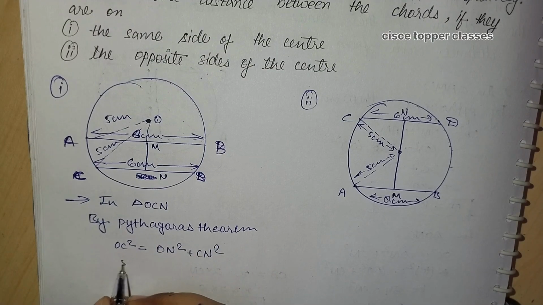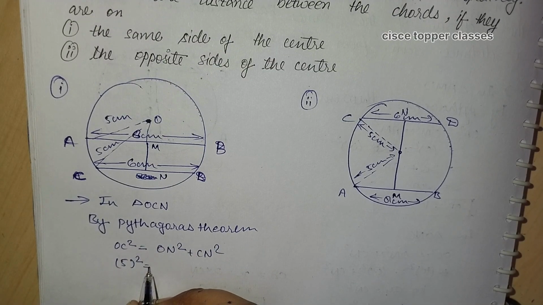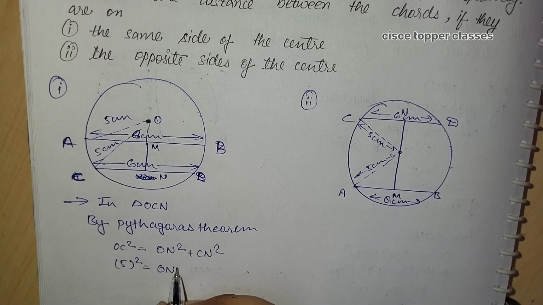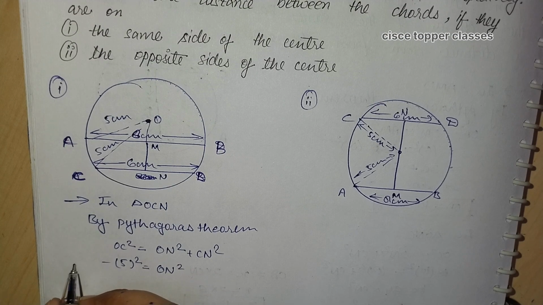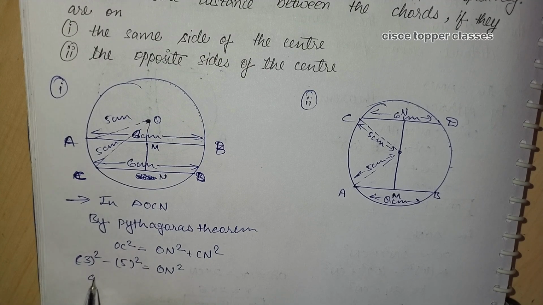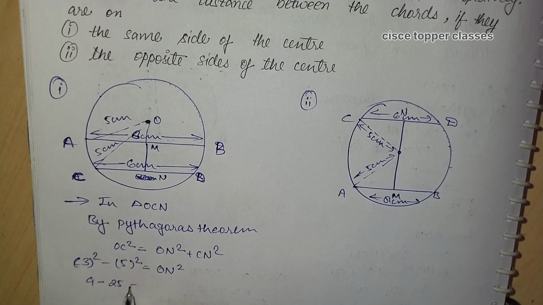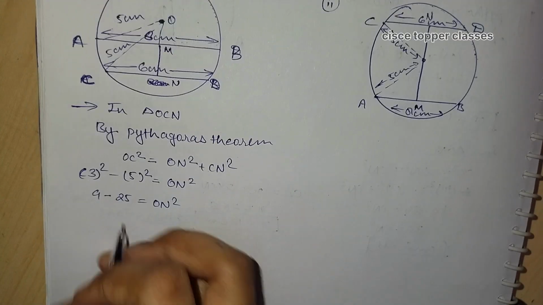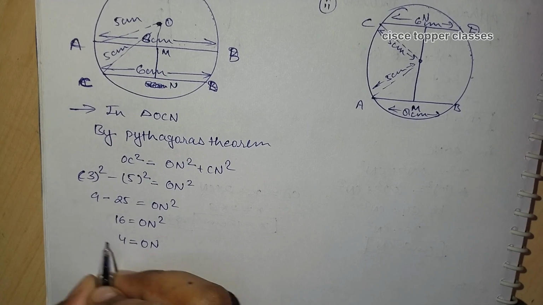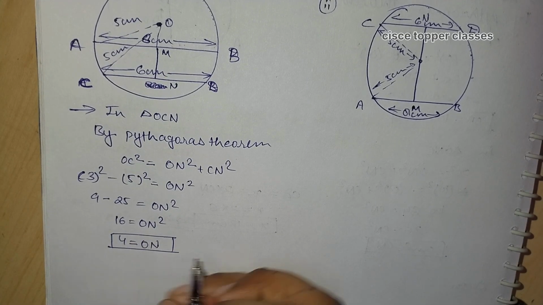We will put the value. So it will be 5 whole square equal to ON square, and we have to find the value of ON square, means minus CN square. The value of CN here is half of 6, means 3. So 3 whole square. We can write here 25 minus 9 is equal to ON square. So on taking the difference here, we will get 16 equal to ON square. We will take the square root here. 4 is equal to ON, the value of ON here.